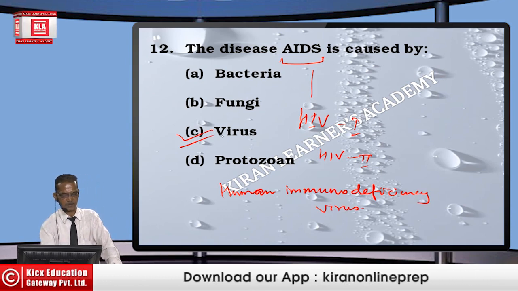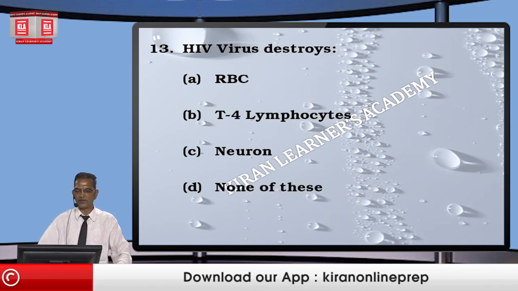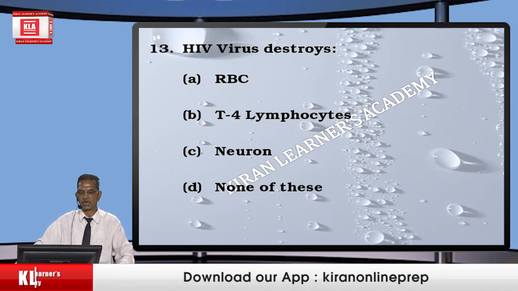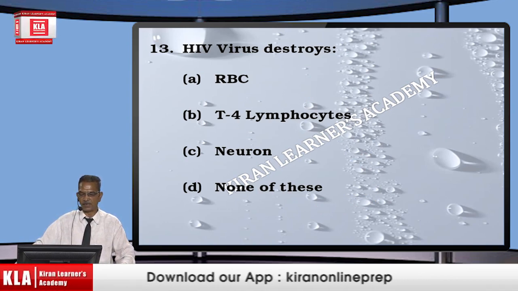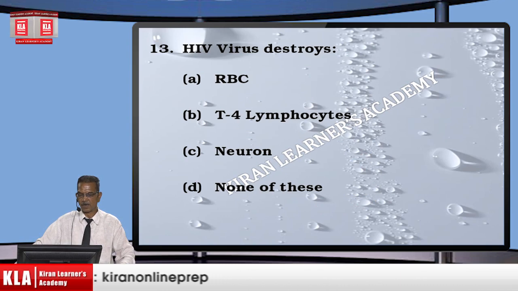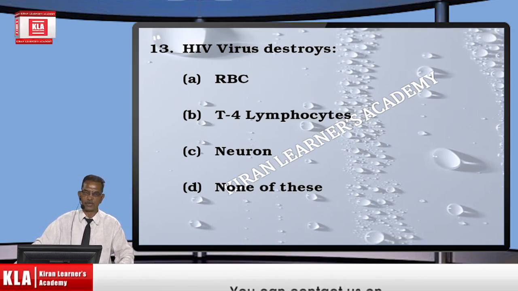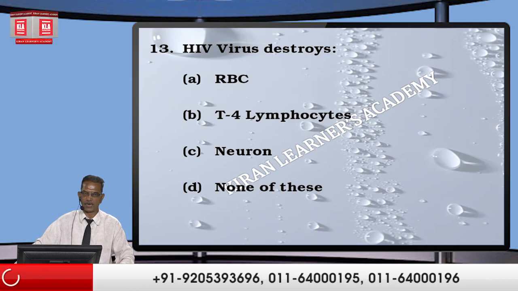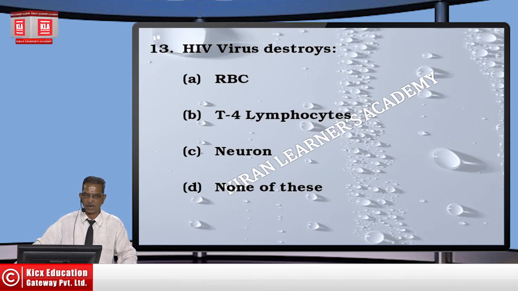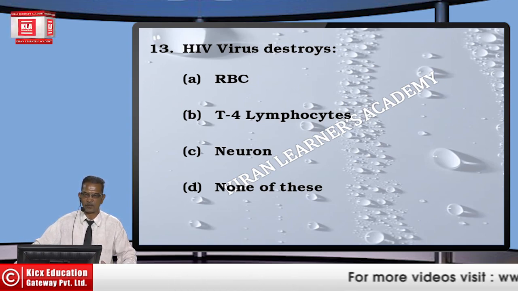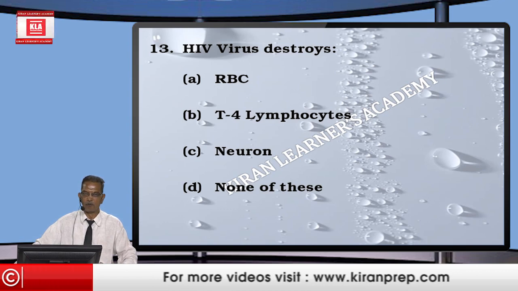Next, HIV virus destroys RBC, T lymphocytes, neuron, none of these. Actually, if you see here HIV, we realize that HIV stands for Human Immunodeficiency Virus. Immunodeficiency means deficiency of immunity. Immunity is power.